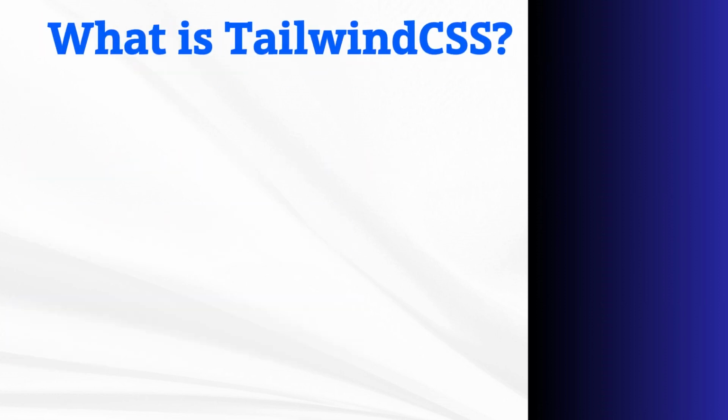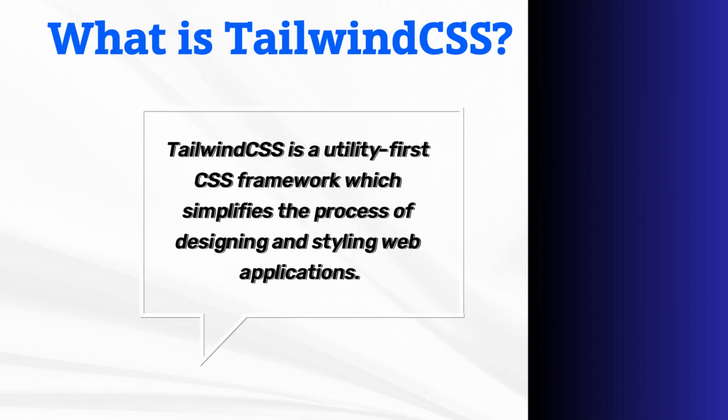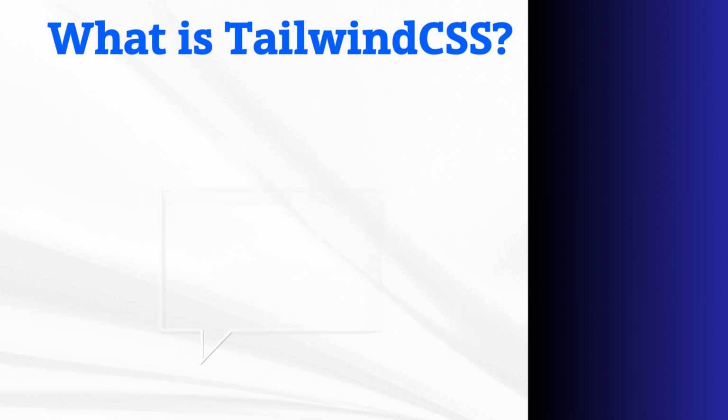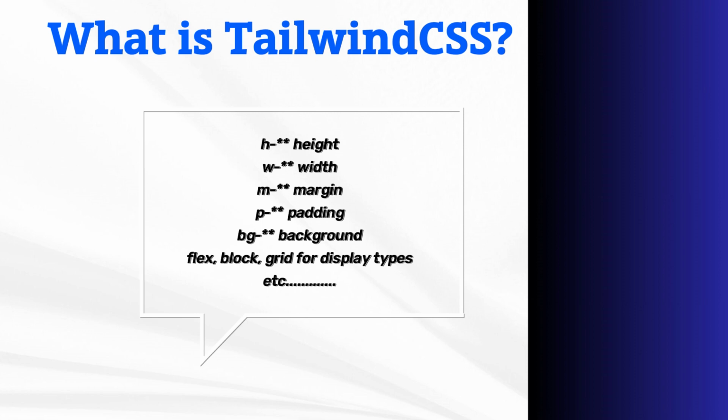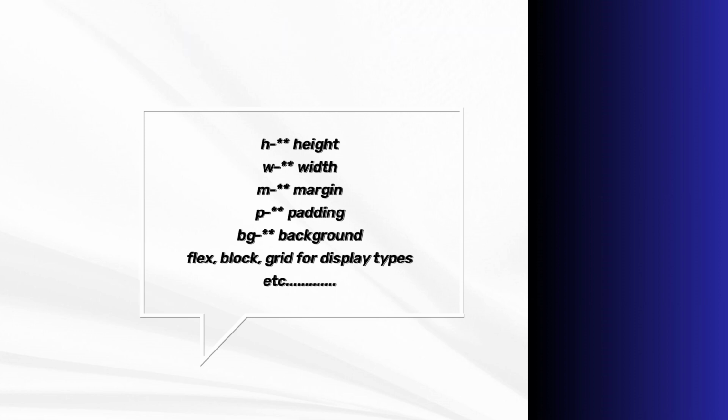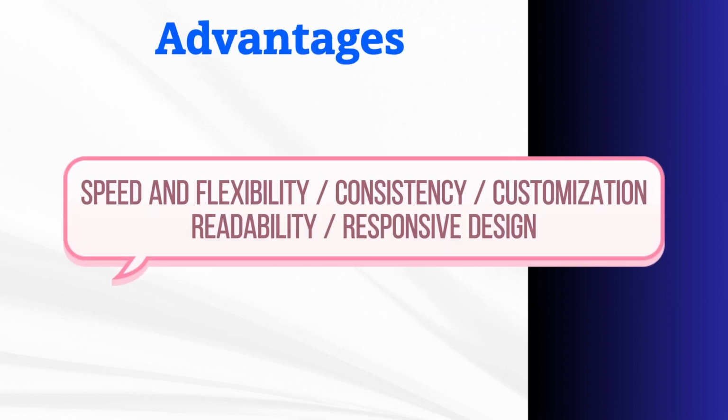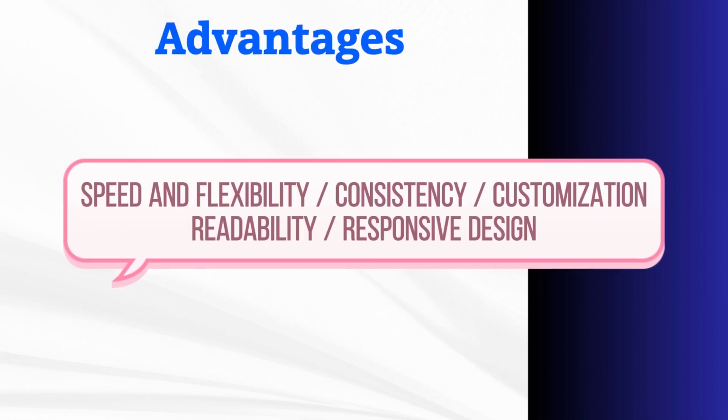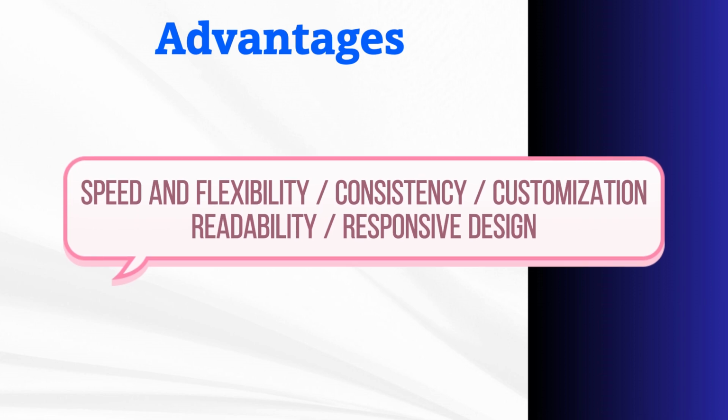First things first, what is Tailwind CSS? Tailwind CSS is a utility first CSS framework that simplifies the process of designing and styling your web applications. It's a framework that provides a comprehensive set of pre-designed utility classes which can be applied directly onto the HTML elements. These utility classes allow you to style and design your web applications with speed and flexibility, making it easier to create responsive, well designed interfaces.